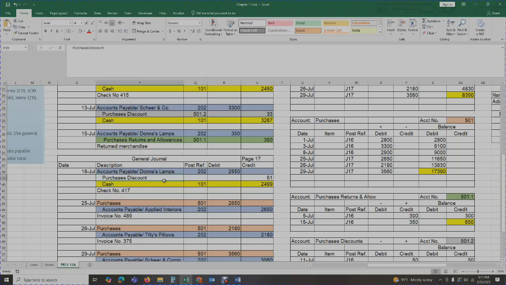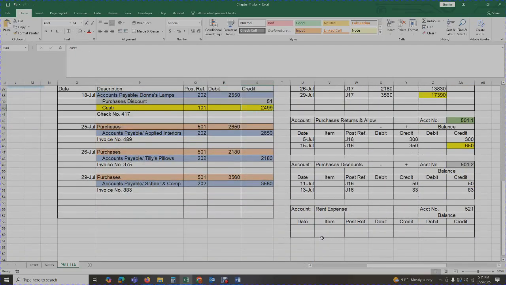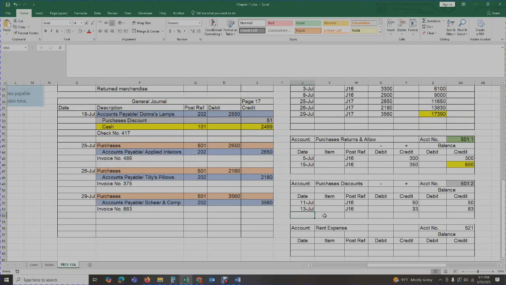We continue looking and we have one more. This is on page 17 of the journal. We have another purchase discount, so we're going to go ahead and enter it. That is happening on the 18th. This is journal 17, and we have an entry, a credit of $51. So we're going to add them together, the 83 plus the 51.